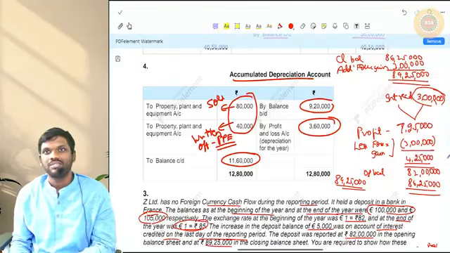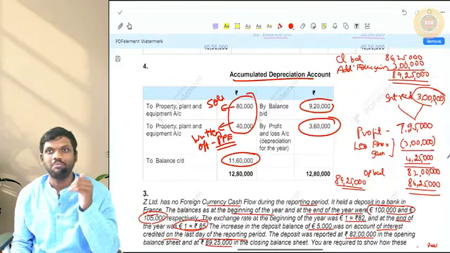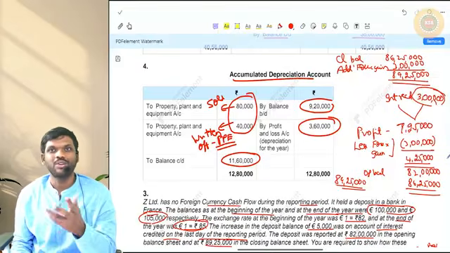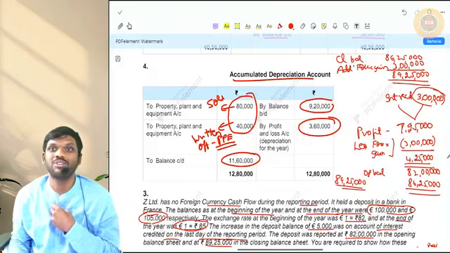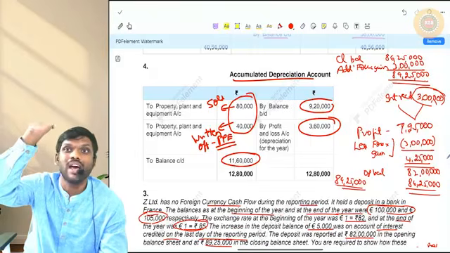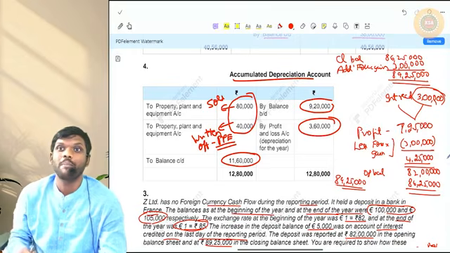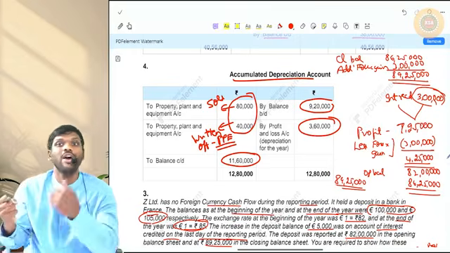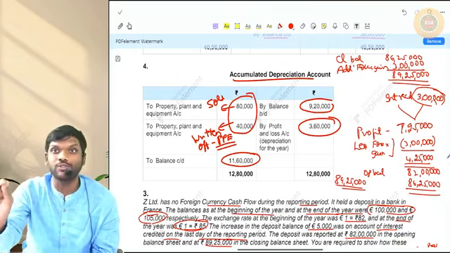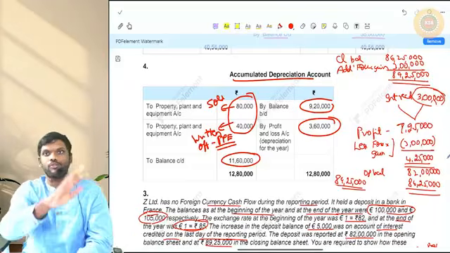Sir, above you are subtracting, below you are adding. For that, you need not do anything. No, sir, no. Because we cannot show this as a part of cash flow statement, because this is not cash inflow, cash outflow. Remember, in cash flow statement only cash inflows and cash outflows should come.